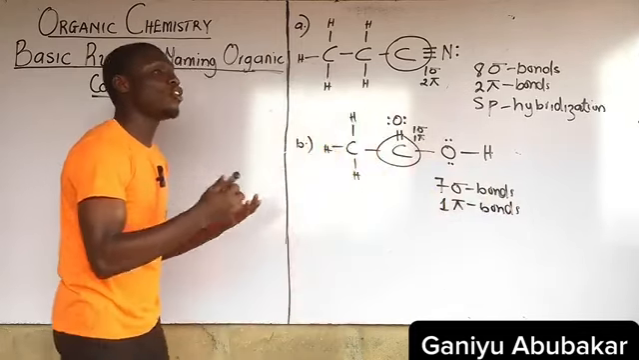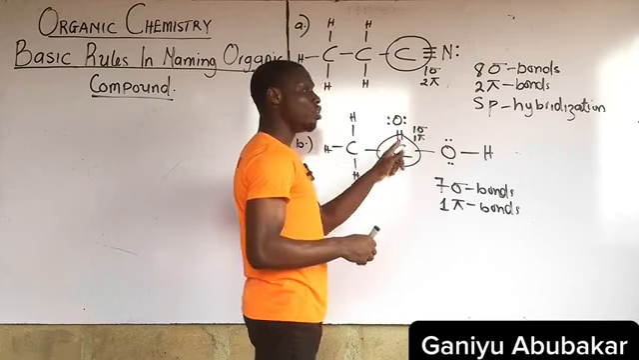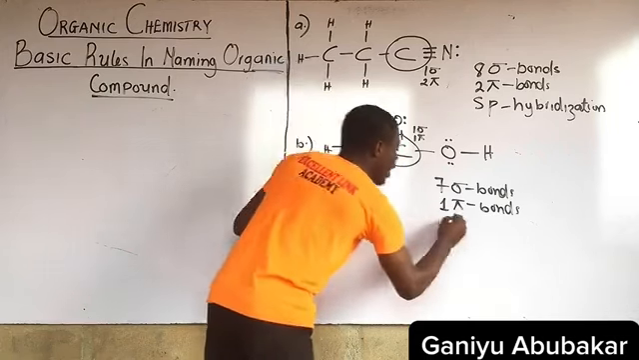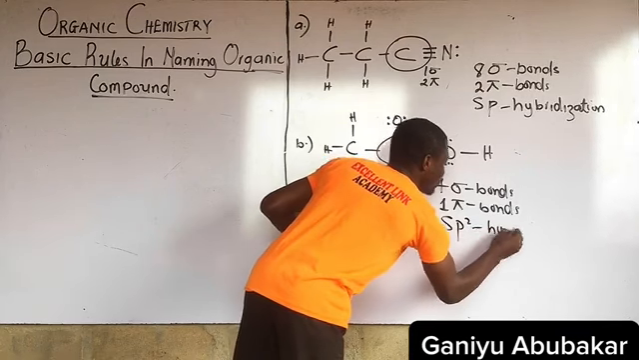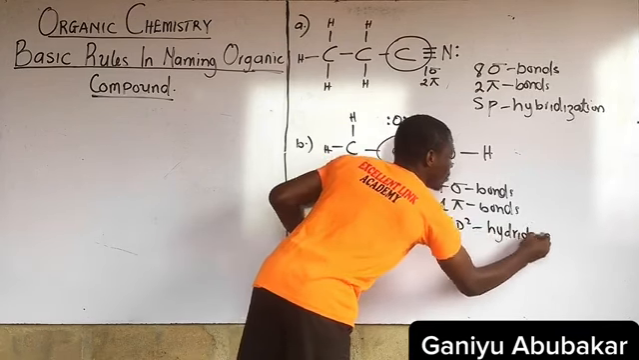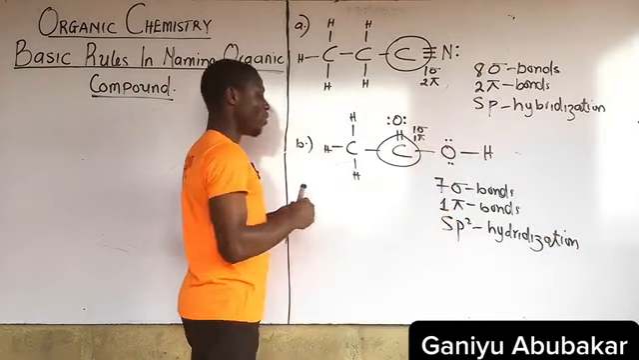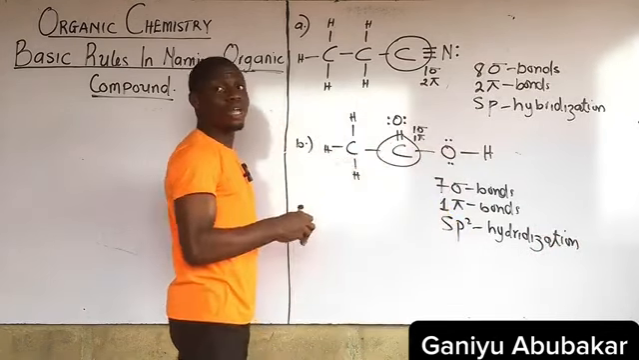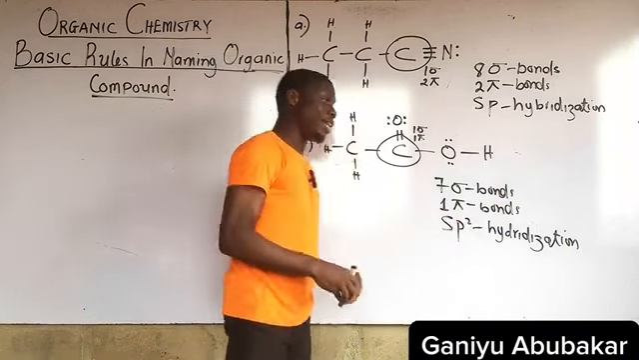Let's get the hybridization pattern. This is a double bond, of course. This is another carbon, and this is a double bond. A double bond is simply sp2 hybridization, because a double bond is an alkene. That's sp2 hybridization.